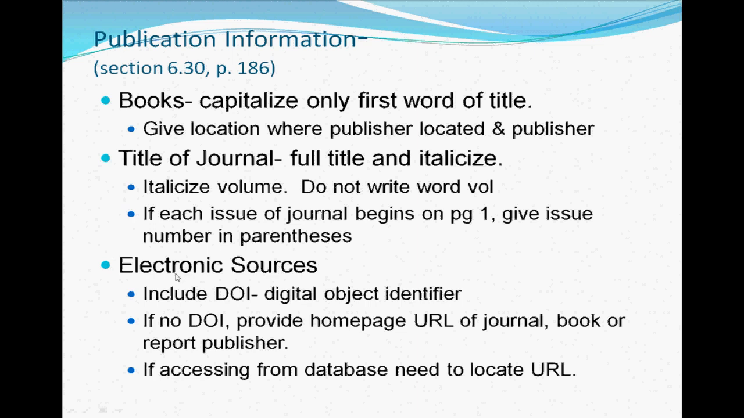Something new is the electronic sources. There is something called a digital object identifier, a DOI. You are going to include this in your reference, and if there's no DOI, then you need to provide the home page URL of the journal, book, or report, or the publisher of the journal, book, or report. Again, you need to provide the home page URL.